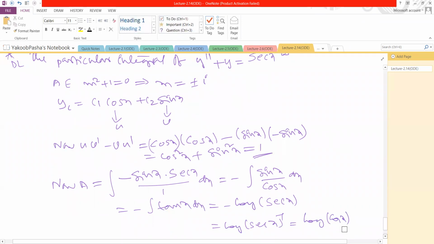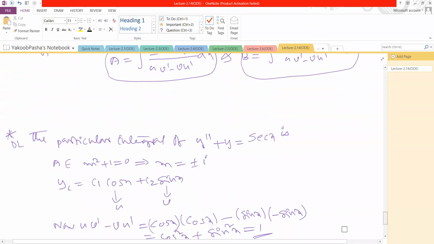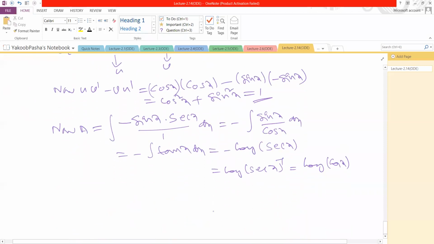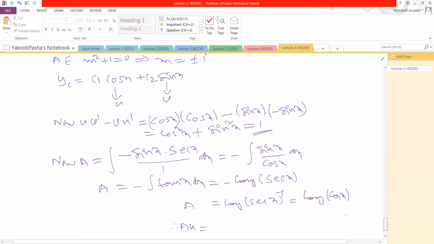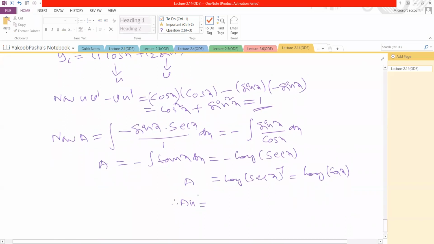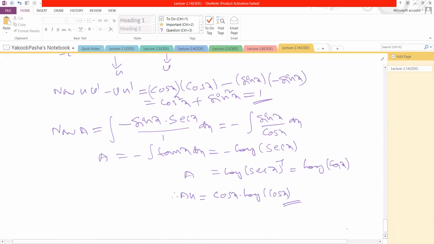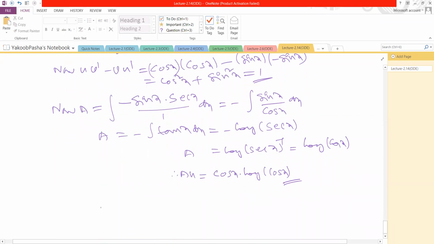Now the particular integral is in the form of A U plus B V. So we have the A value, this is right here. So find A U. U value is cos x and multiply with A. So we get cos x into log cos x. This is the A U value. Next we have to find B.